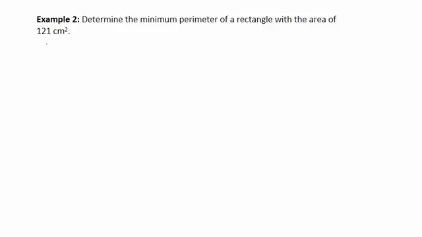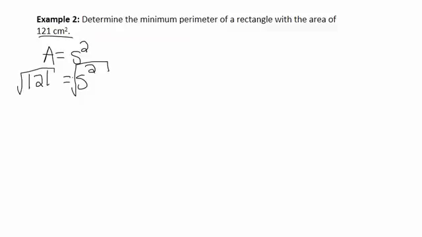Area is equal to the side length squared. We know our area is 121 centimeters squared, so let's plug that in and solve for S. Now we just take the square root of both sides, and these will cancel out, and we're left with the square root of 121 equals S, and therefore we have 11 centimeters equals the side length.